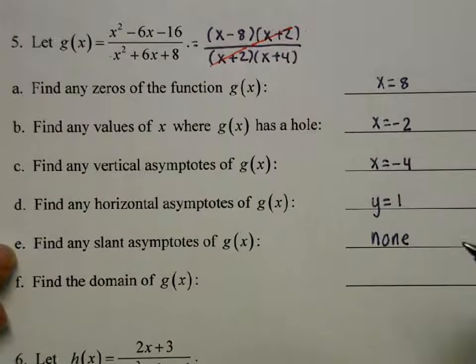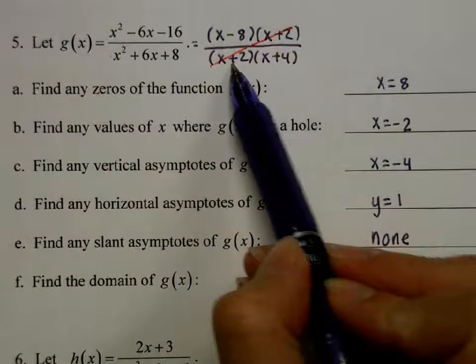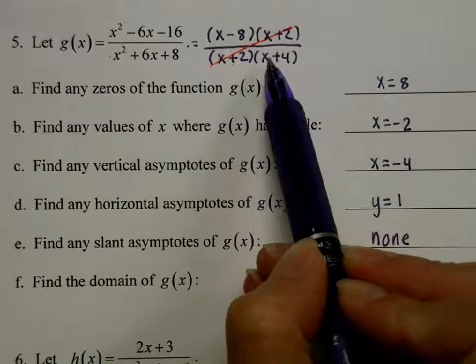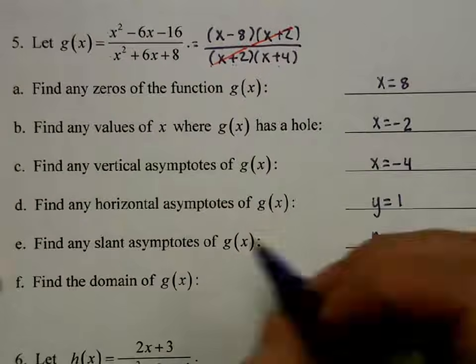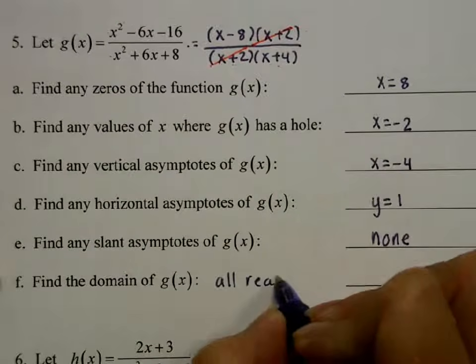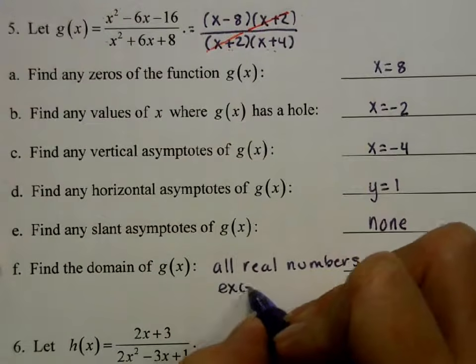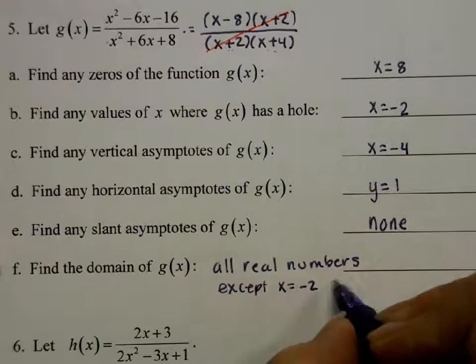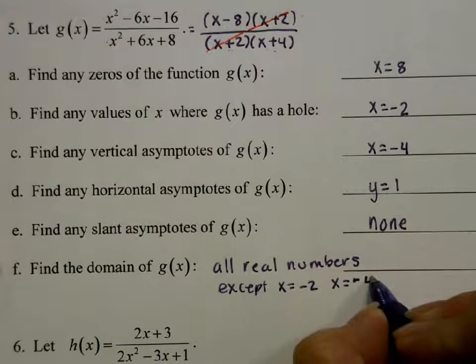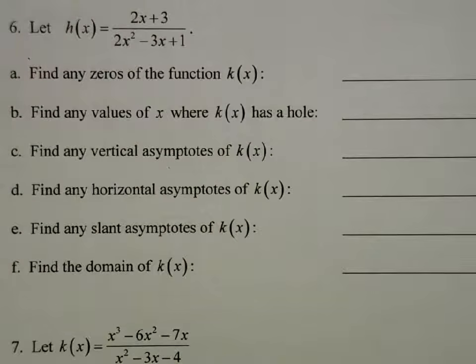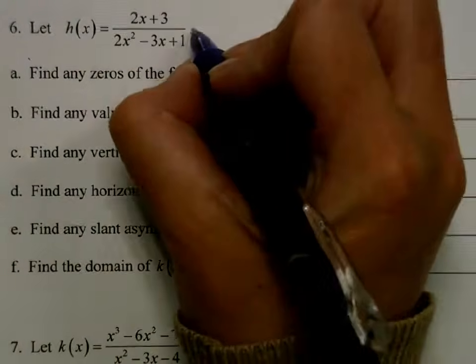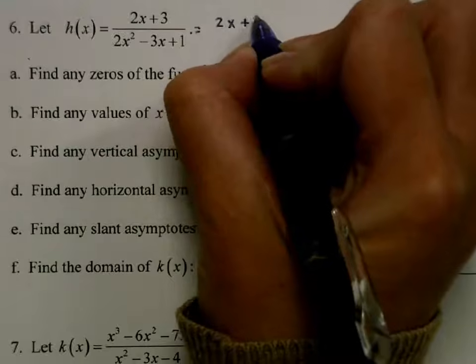And then the domain. The domain is any value that isn't going to be undefined, and the things that are going to be undefined are the two values that made the denominator 0, the hole and the vertical asymptote. So I'm going to say all real numbers except x equals -2 and x equals -4. All right, on to our next one. Zeros. Let's go ahead and factor this first just to make sure we don't have some canceling.